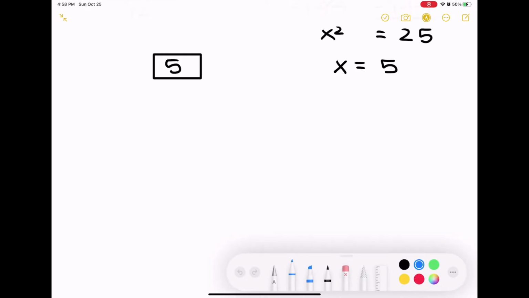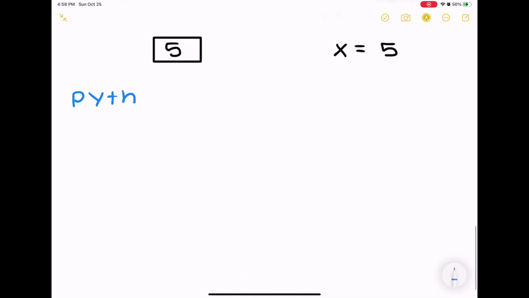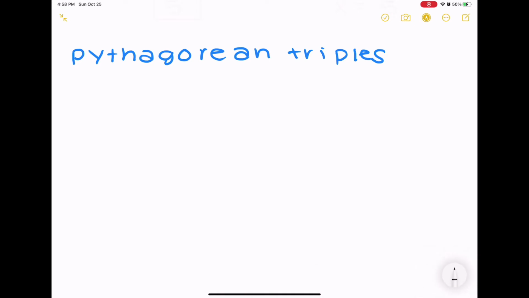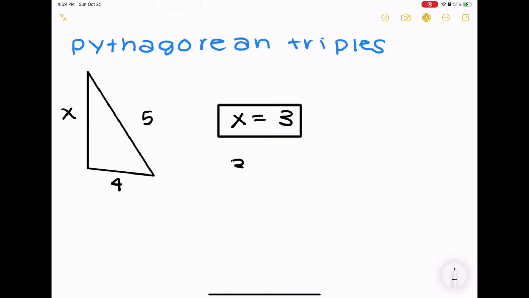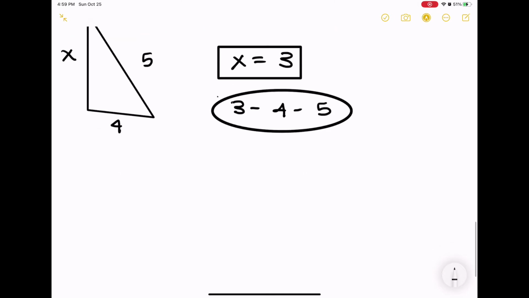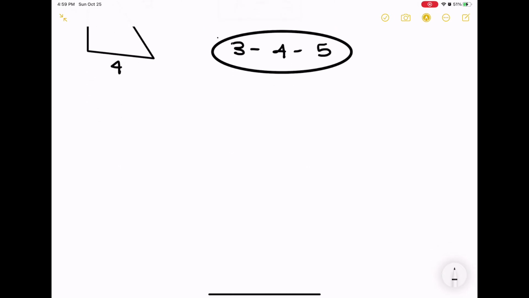Now I want to talk about something that really helped me, and it's called Pythagorean triplets. Now, what are Pythagorean triplets? Well, let's say we have this triangle right here, and it's a 3, 4, 5. So let's say one of the sides is x. But if we plug in the equation, we already know x is equal to 3. Now, Pythagorean triplets are just very common triplets that you will see when you're doing the Pythagorean theorem, which is why I want to bring them up, because then it's super easy to do quick math with these.